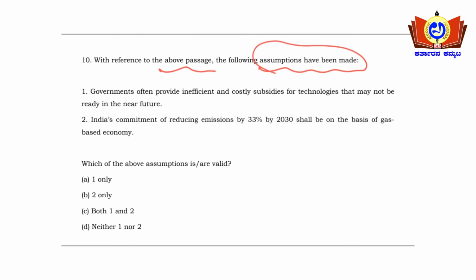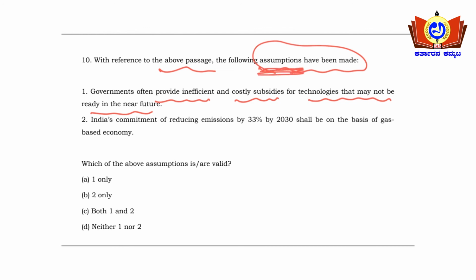So what do you mean by assumption here? An assumption is nothing but a hidden or unstated premise. There is no direct saying of that assumption because its meaning is hidden in the passage here. I'll be checking out the statements here and I'll tell you how we can arrive at the answer. Governments often provide inefficient and costly subsidies for technologies that may not be ready in the near future.